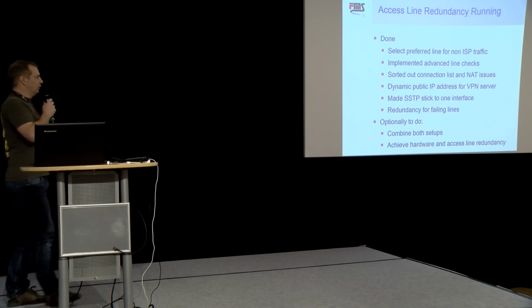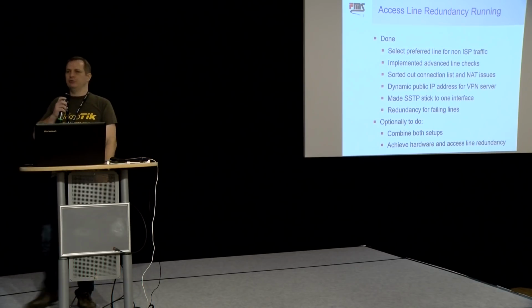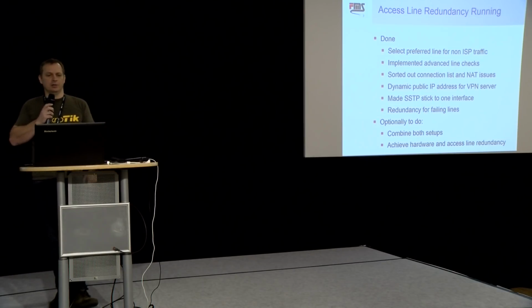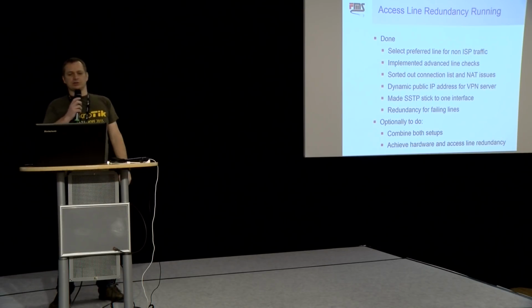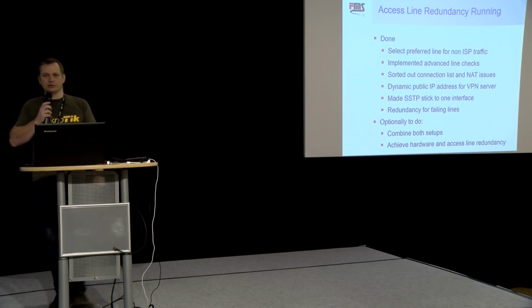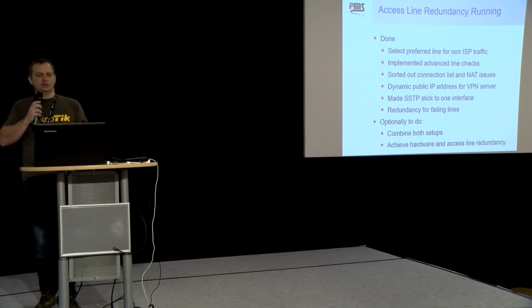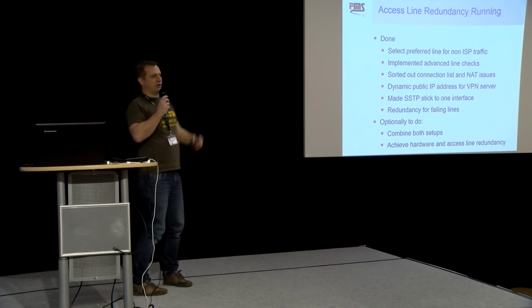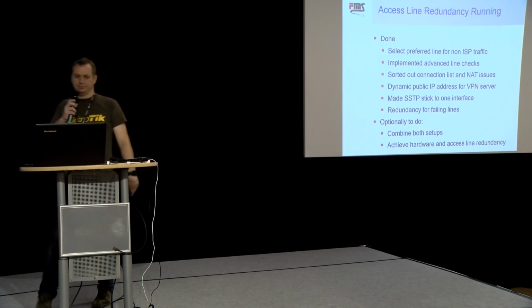So we're actually done with the setup of redundant lines. We selected the preferred line for non-ISP traffic. We implemented real working advanced line checks for the two ISPs. We sorted out all NAT and connection tracking issues that we had. We worked with dynamic IP addresses for the FQDN, for VPN. We made SSTP stick to its interface and finally implemented redundancy for both lines, so both applications, local traffic and VPN traffic, will always be working.